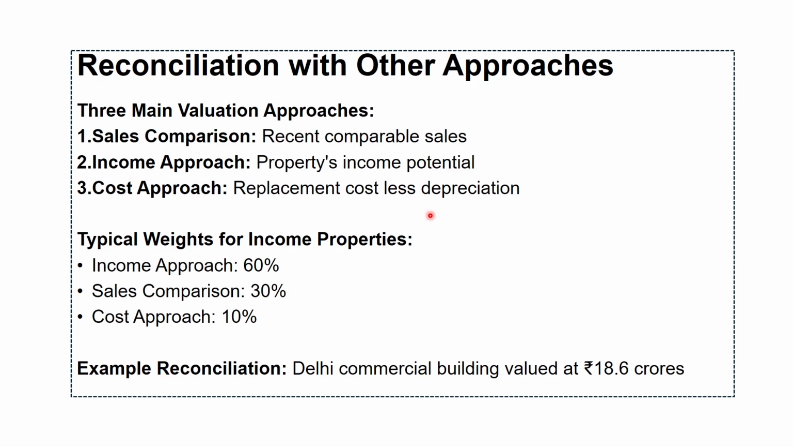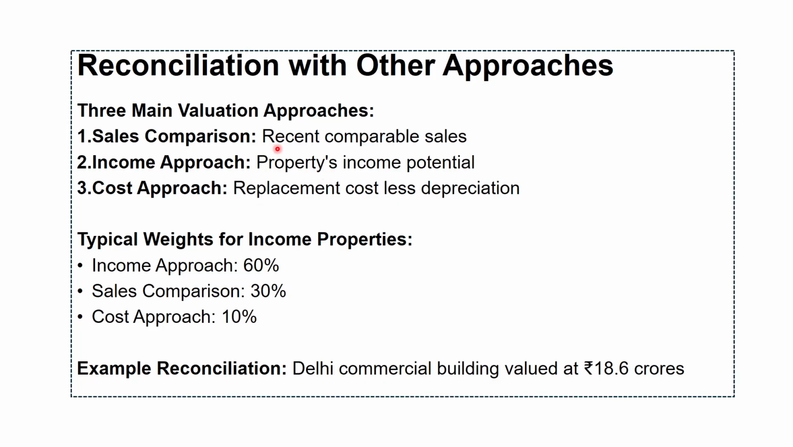So, the three main approaches each capture a different aspect of value. Sale comparison, we have seen earlier, reflects what buyers have actually paid for similar properties in recent transactions. The income approach, we have seen now, reflects the property's earning potential. Next, we will see the cost approach, which is basically about replacement cost, right? For income-producing properties, the income approach typically receives the highest weight because it most closely reflects buyers' motivation. Investors buy these properties for cash flow. So, an approach based on income generation is most relevant.